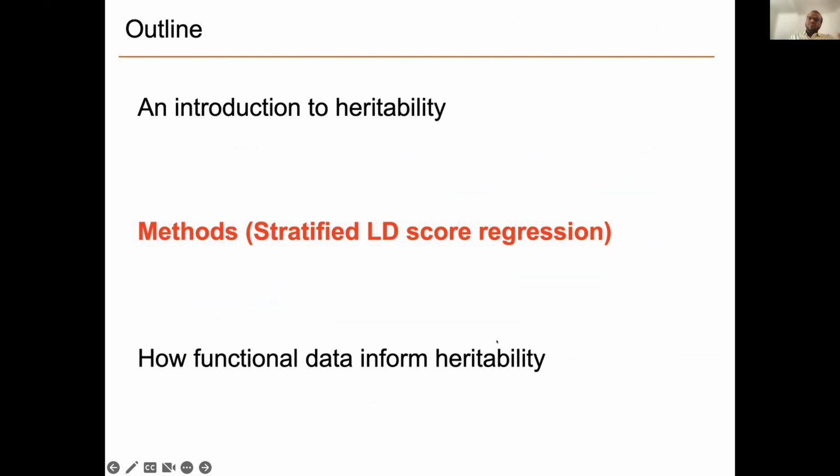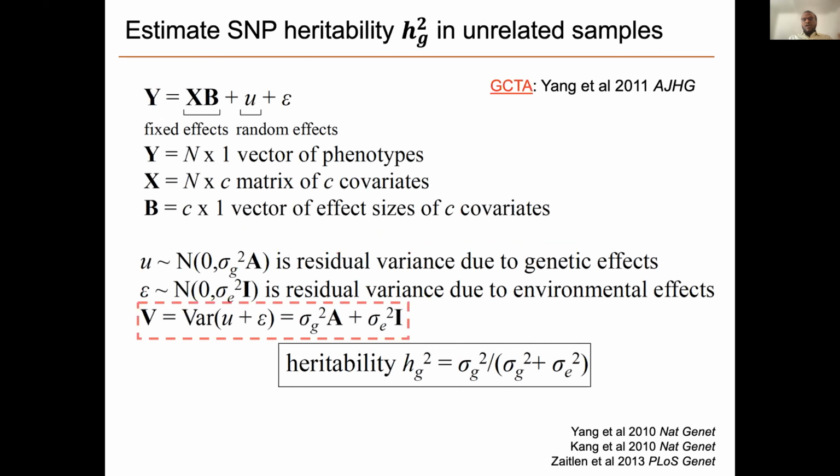So now I will talk about some of the methods that can be employed to estimate heritability. And here I will primarily focus on GWAS studies of largely unrelated samples. So we're not going to talk about twin studies or family-based designs. And also, in the interest of time, we are primarily going to talk about one of the methods, the stratified LD score regression method. But it doesn't mean that there is any dearth of other great methods in this particular space.